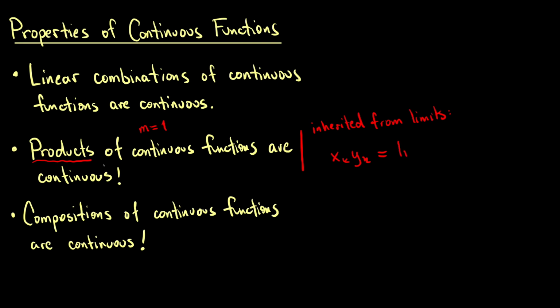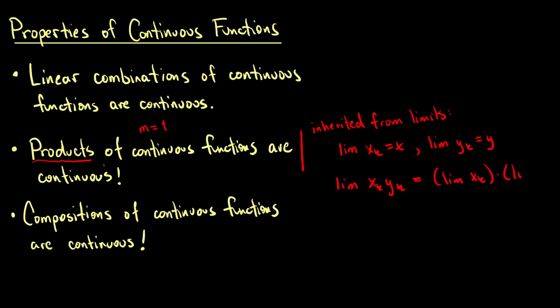So, let me see. If I have that the limit of xk is x, and that the limit of yk is y, then I can look at the limit of xk times yk, and know that this is the limit of xk times the limit of yk, meaning x times y. Okay, so from this property, in a proof just like the one I did above for the linearity, I can get that the products of continuous functions are continuous.